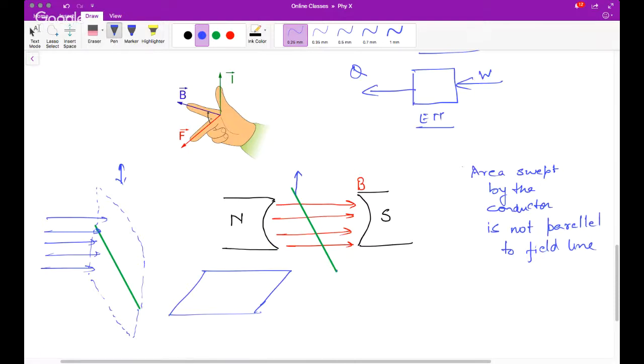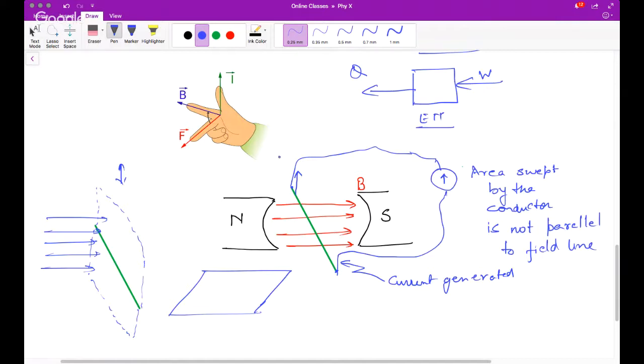So if someone holds this conductor through two sides and starts moving this conductor up and down in this magnetic field such that the area swept is not parallel to the field lines, then what will happen? There will be a current generated inside it. So one way is, and you have done it in labs also, connect it to a galvanometer and you will see the deflection. Right? And basis the deflection, you can find out the direction of the current produced.